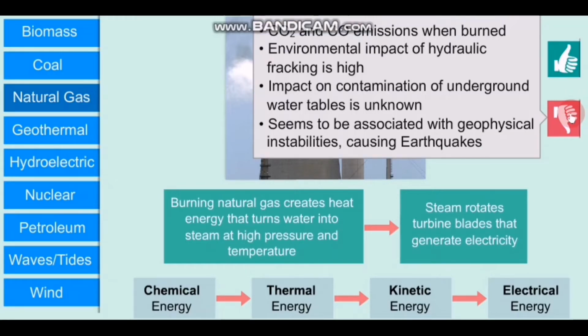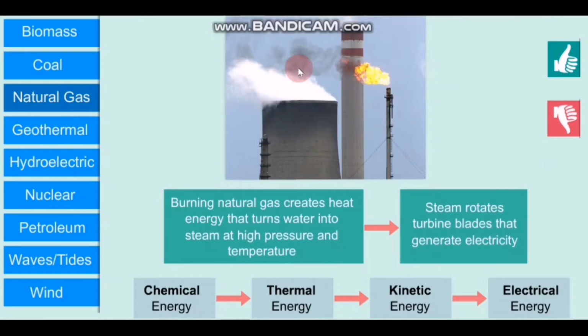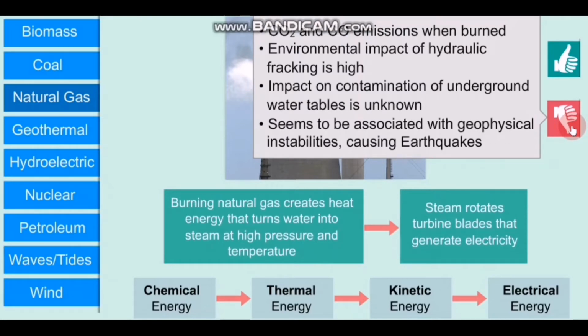While the disadvantages are that carbon dioxide and carbon monoxide, which are emitted when burned, will pollute the environment and are also dangerous and harmful to human health. Okay? Carbon monoxide reduces the ability of our red blood cells to carry oxygen, so it can cause anemia at a severe level. Next, it also causes an environmental impact through hydraulic fracking, which seems to be associated with geophysical instabilities that can cause an earthquake.